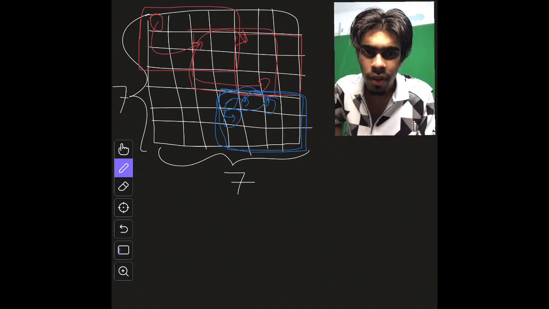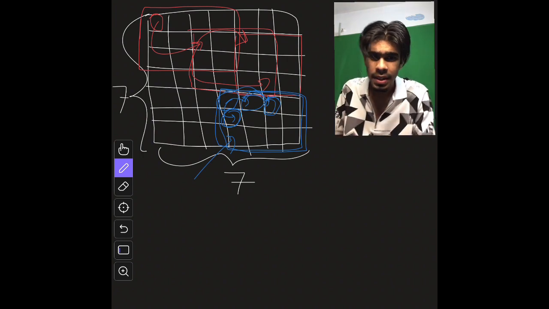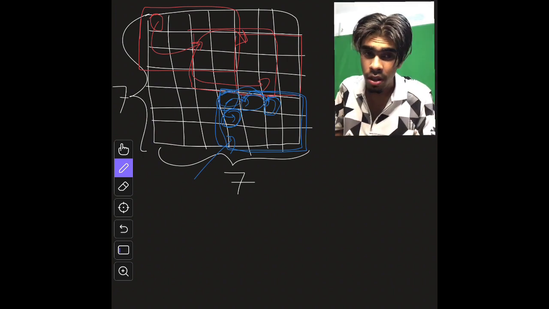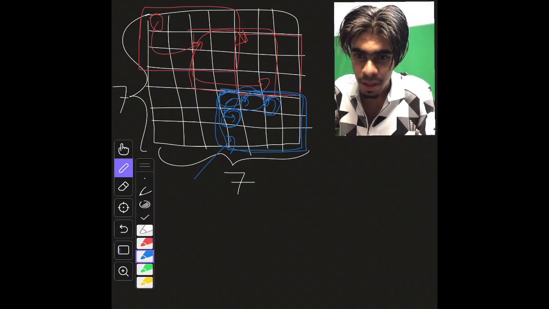What if I know the number of ways I can reach from here? What if I know the number of ways I can reach from here? Then I just have to add all of that, right? That is what I will be getting from here. Let me just write numbers now.